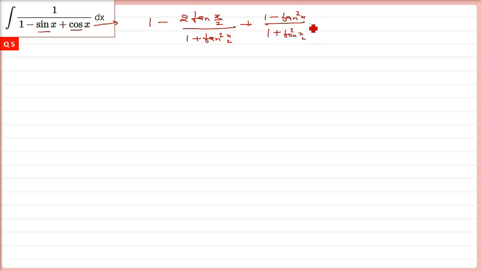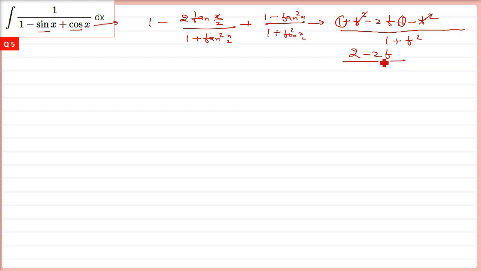Now what we'll do here is we'll take the LCM. And since we have 1 plus tan square x by 2 in two terms, we'll write this 1 plus tan square x by 2. I'm writing this tan x by 2 as t, just for doing it in a short way. So 1 plus t square will come here, minus 2 tan x by 2 plus 1 minus tan square x by 2. So this gets cancelled, 1 and 1 will become 2, and this is 2 minus 2t. Okay, this is the denominator part, that is 2 minus 2t divided by 1 plus tan square x by 2.